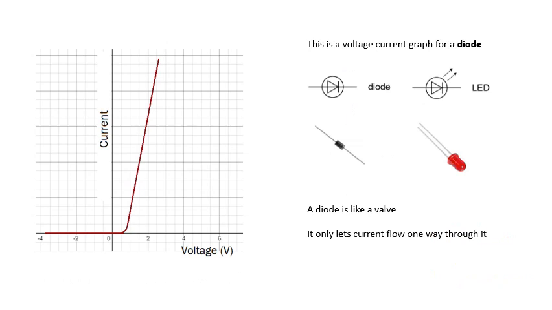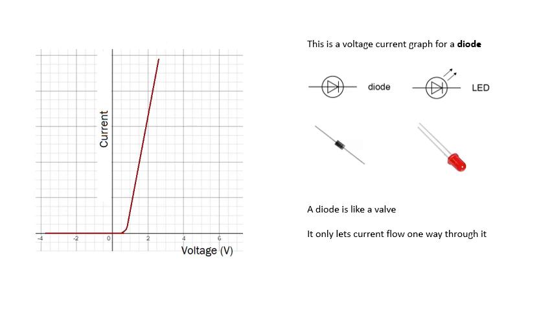Here's another component which does not obey Ohm's law, and it's called a diode. Now, you can have a diode on its own, you can have a light emitting diode. There's loads of LEDs in your house. There's a ridiculous number of LEDs, particularly if you've got an LED television.